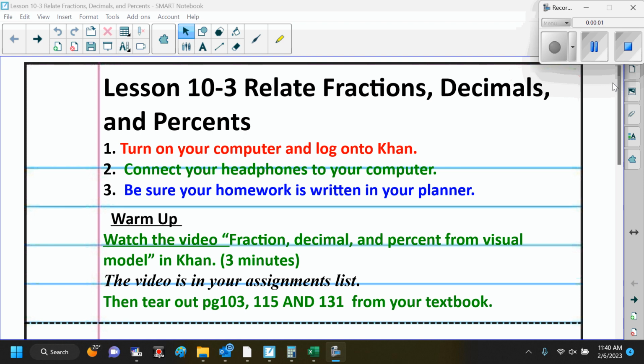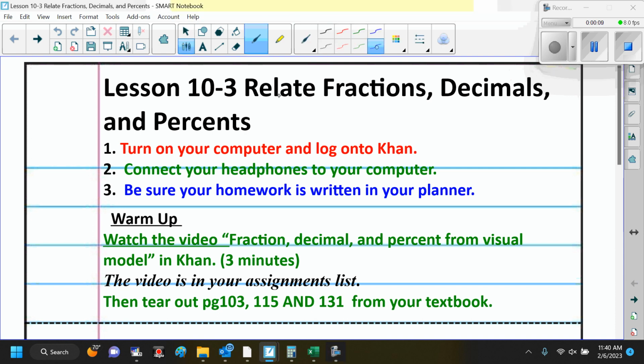Right, so this is lesson 10-3, which is relate fractions, decimals, and percents. We are going to split this lesson in two, so this is part 1. Okay? So, on your warm-up, I asked you to watch a video in Khan, and you also took out all 3 pages of your homework for the whole week. So, what did you get out of the video?